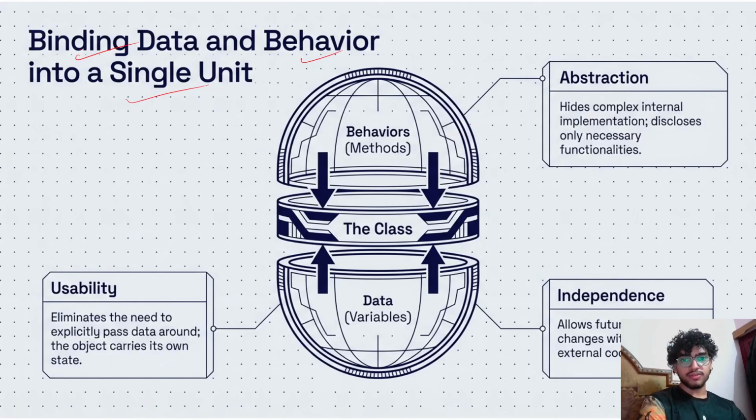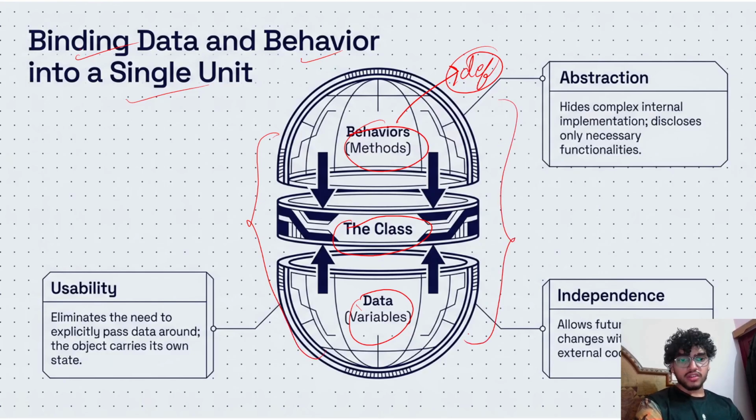I'll just explain it here. So this is behavior, you can say methods. The def ones are called methods. This is the class, and these are variables. And you are wrapping all of it in one, and this is called encapsulation.